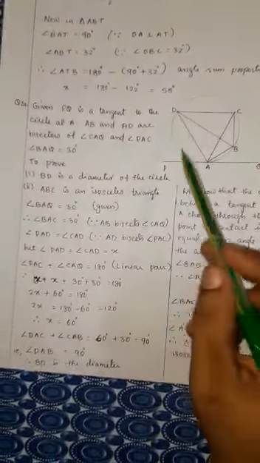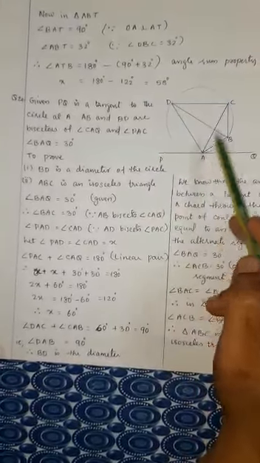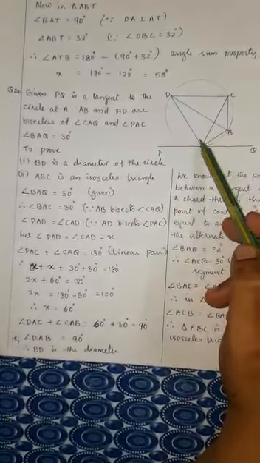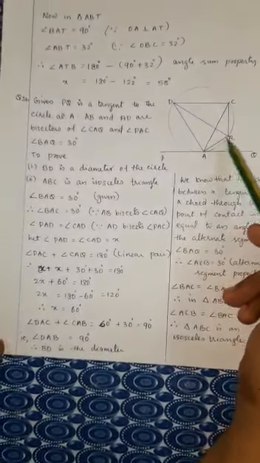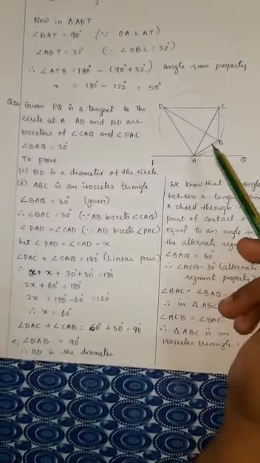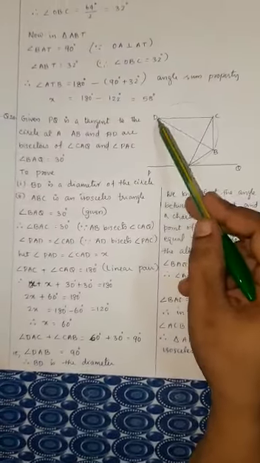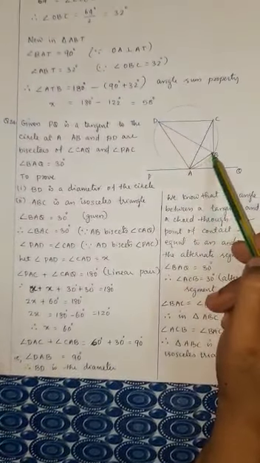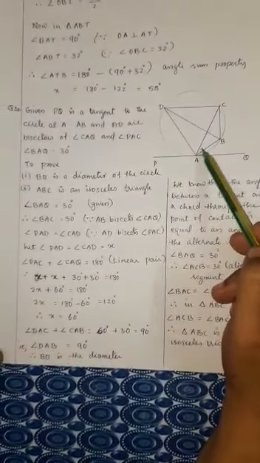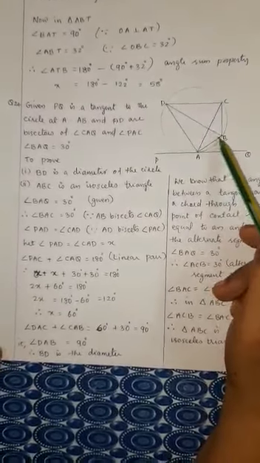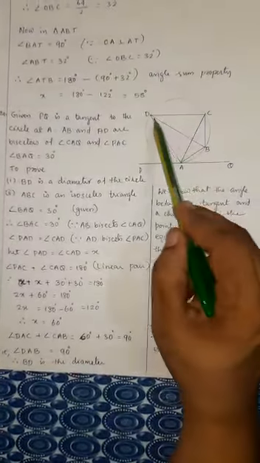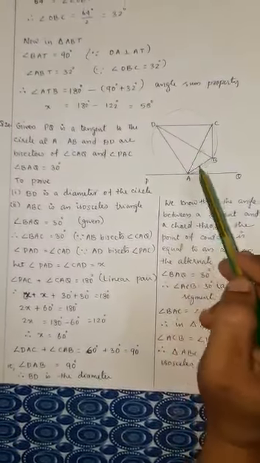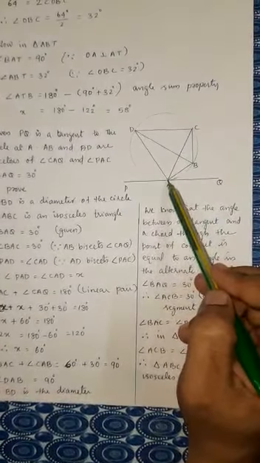Angle DAC equal to 60 degree. Angle CAB equal to 30 degree. Therefore, angle DAB equal to 60 plus 30 equal to 90 degree. That is, angle BAD is equal to 90 degree, which implies that BD is the diameter of the circle.